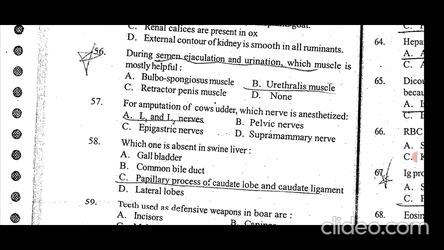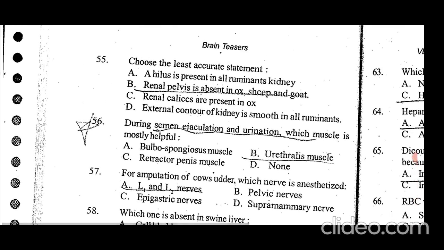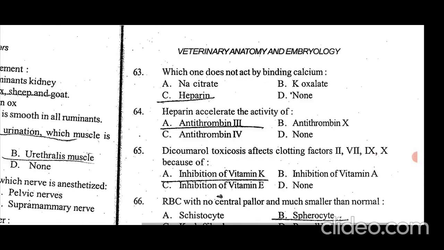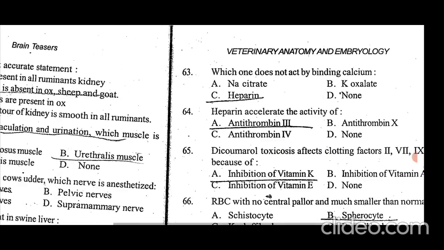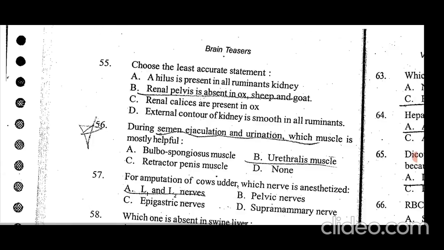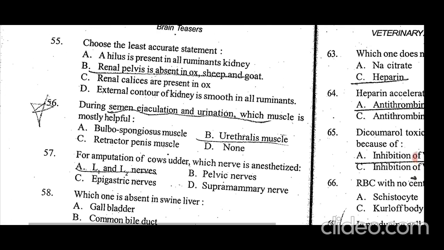L1 L2 nerve block is for amputation of cow udder, and during semen ejaculation and urination the urethralis muscle is involved. The hilus, renal pelvis and renal calyces are present in kidneys of ruminants, and the external contour of the kidney is smooth in all ruminants. In summary, the kidney of ruminants has hilus, renal pelvis, and renal calyces.